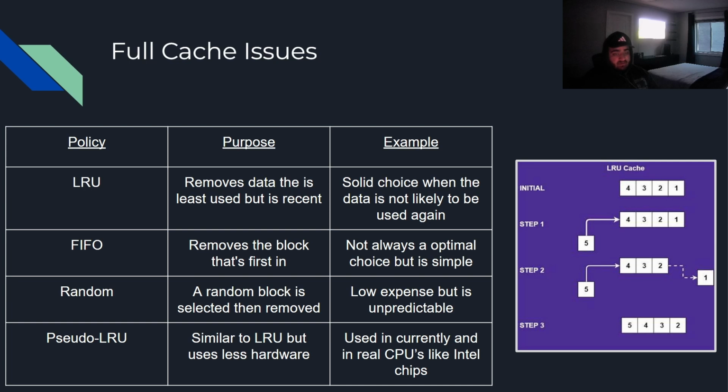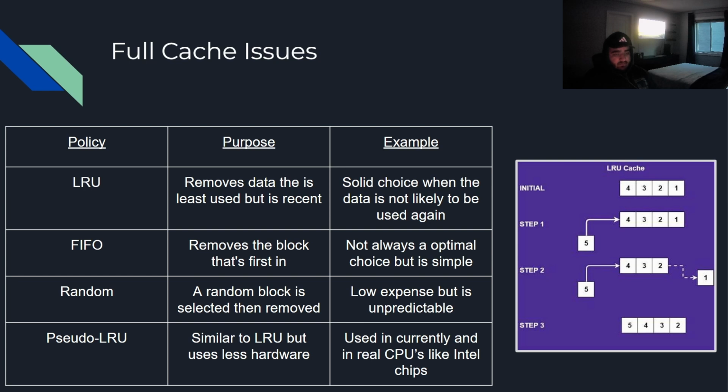One of the most common is LRU, or least recently used. It removes the data that hasn't been used in the longest time, under the assumption that it's least likely to be used again. Another is FIFO, or first in, first out. This removes the oldest block in the cache, regardless of how often it has been used. It's simple, but not always optimal though.